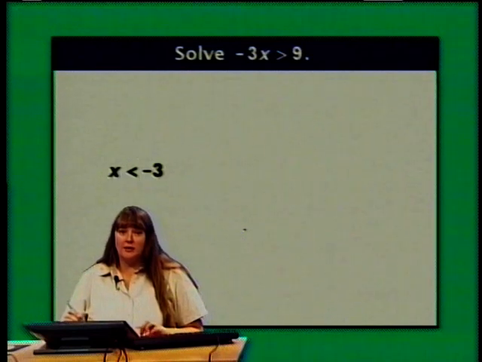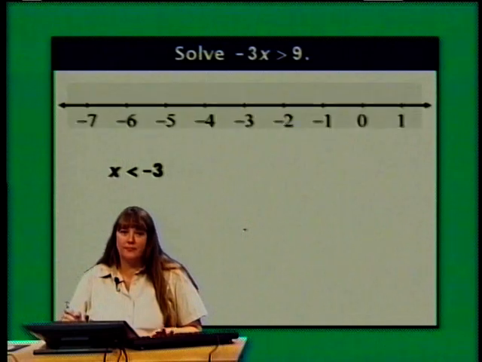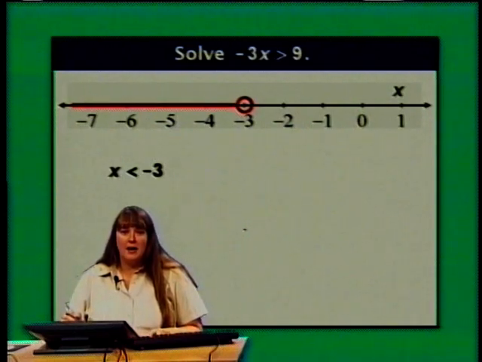Well, let's go ahead and graph the solutions to the inequality x is less than negative 3. So I start with a number line. I need my variable x. And I can see that my endpoint is going to be negative 3. Negative 3 is not included, so I need to draw an open circle at negative 3. X is less than negative 3 means x lies to the left of negative 3. So I need to draw a line to the left of negative 3. And an arrow indicating that these numbers go on to the left indefinitely.